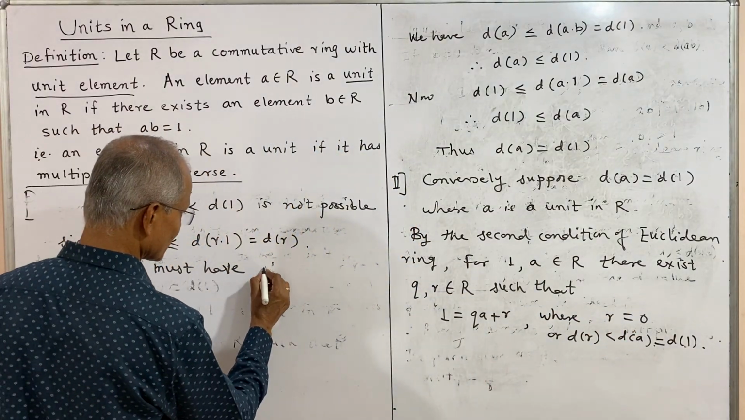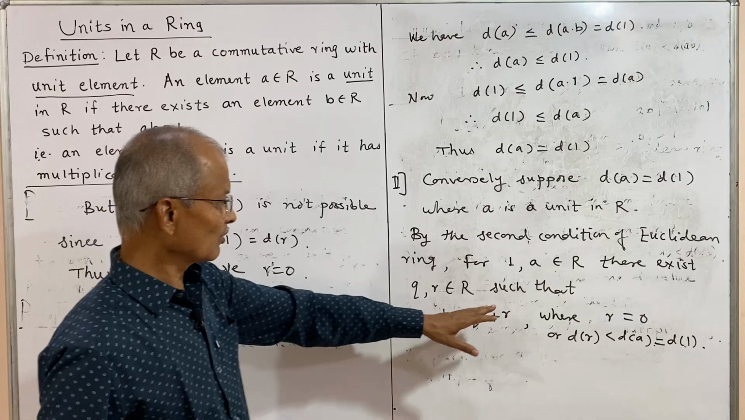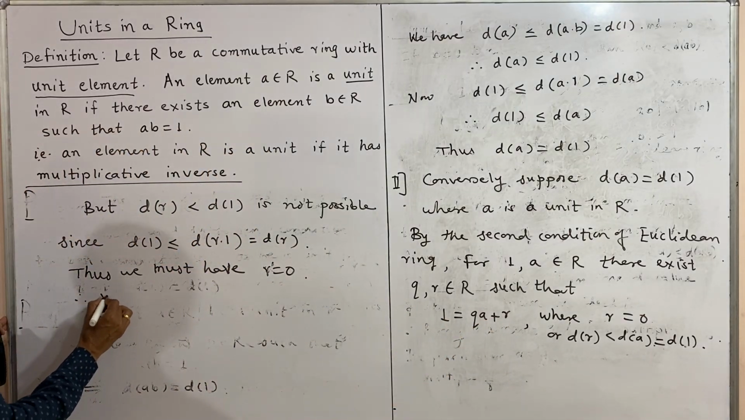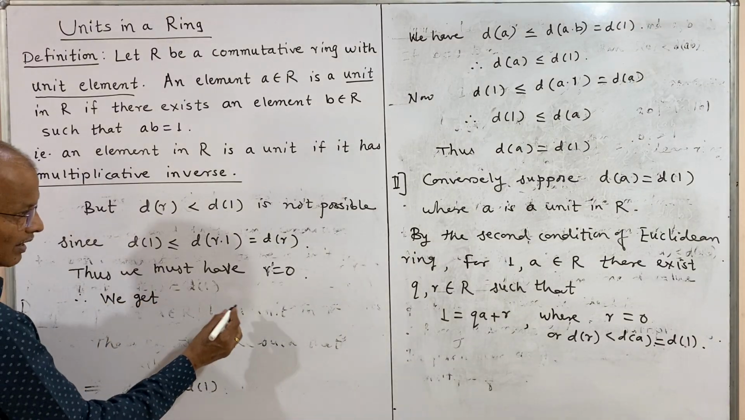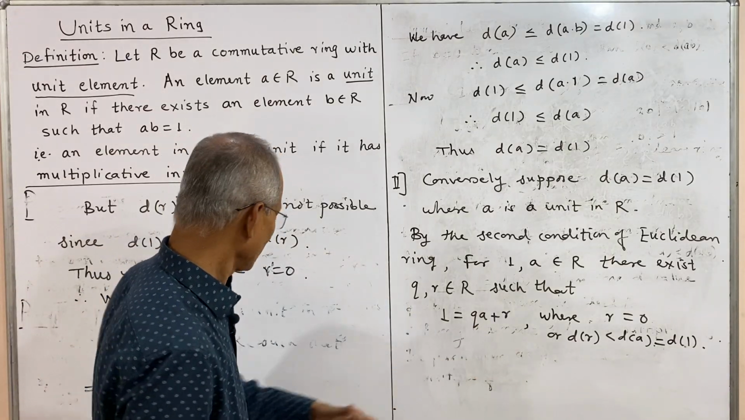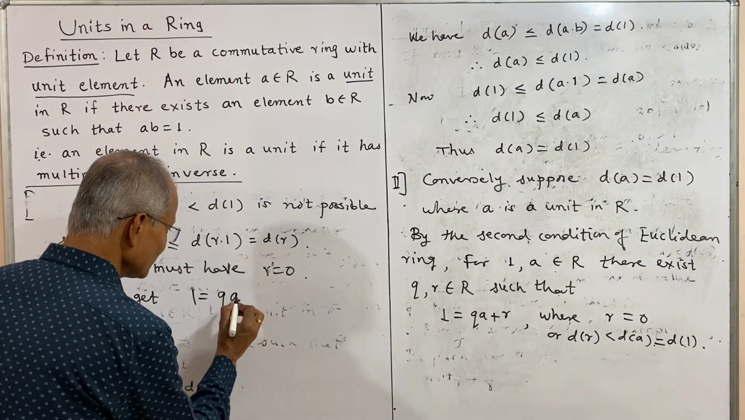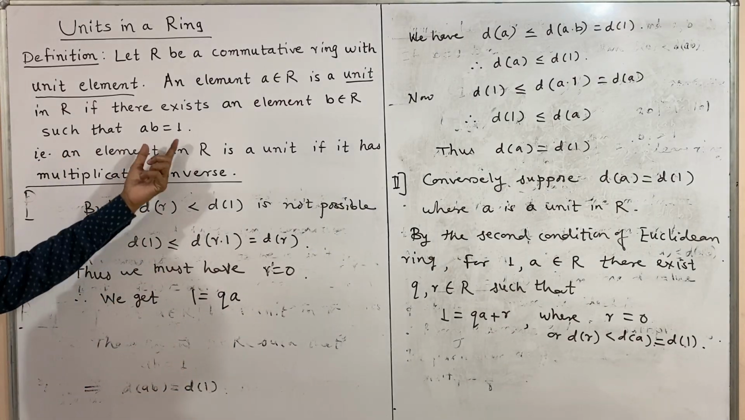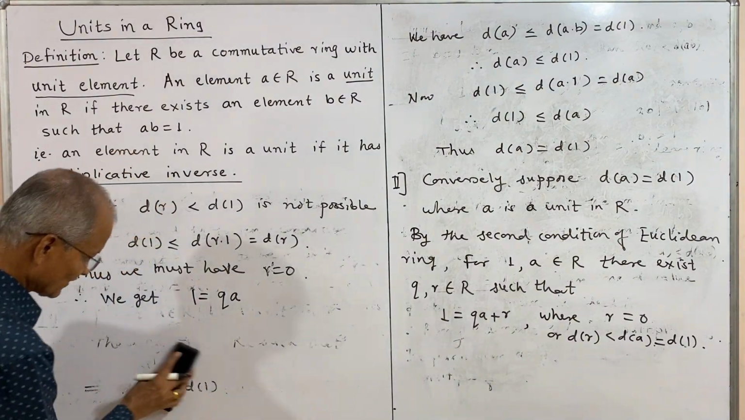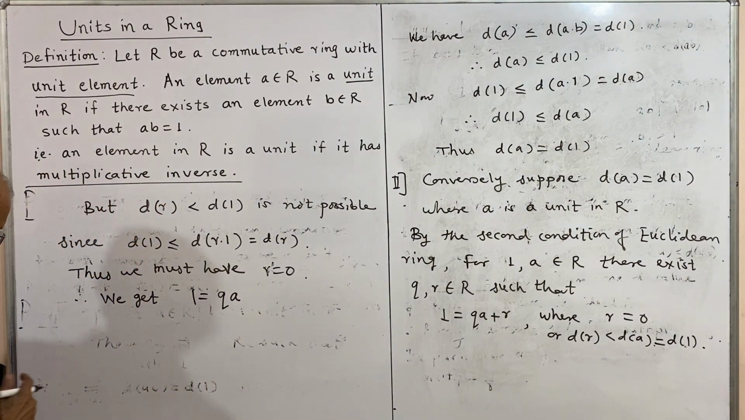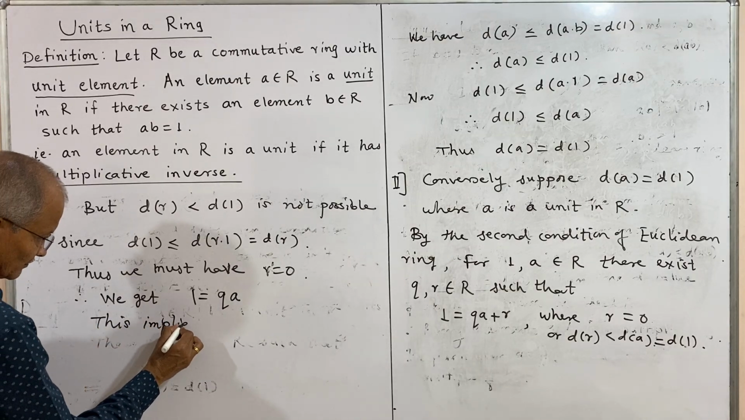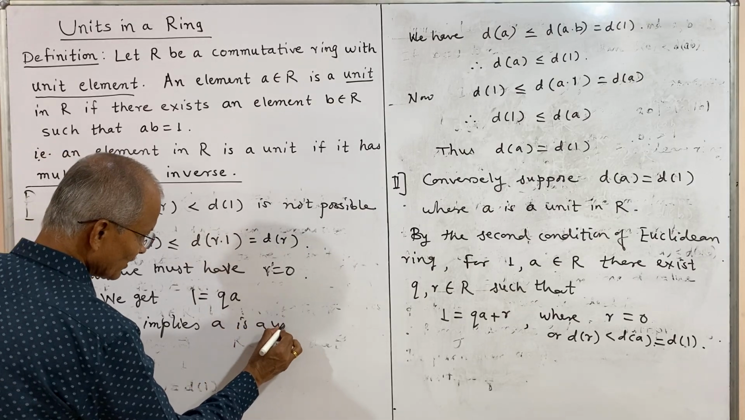We must have r equal to 0, and if r is equal to 0, the relation becomes 1 is equal to q into a. And 1 is equal to q into a means what? a is a unit, because ab is equal to 1 means a is a unit. This implies a is a unit in R.